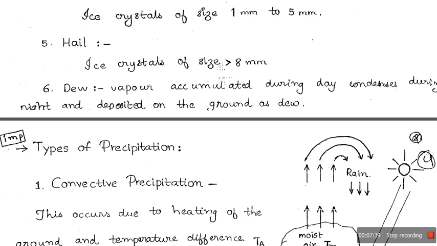Dew: vapor accumulated during the day condenses during the night and is deposited on the ground as dew. We usually see these dew drops in the winter season, in early mornings. So we have seen what the different forms of precipitation are. Now we will see what the different types of precipitation are.